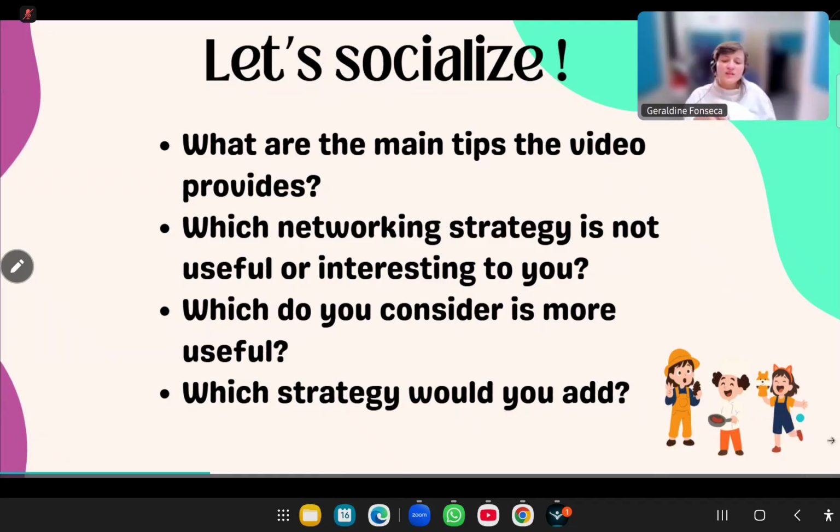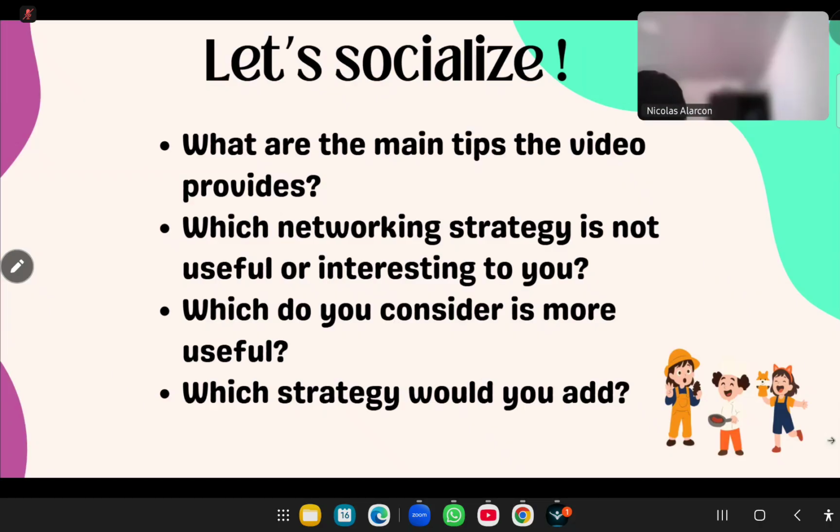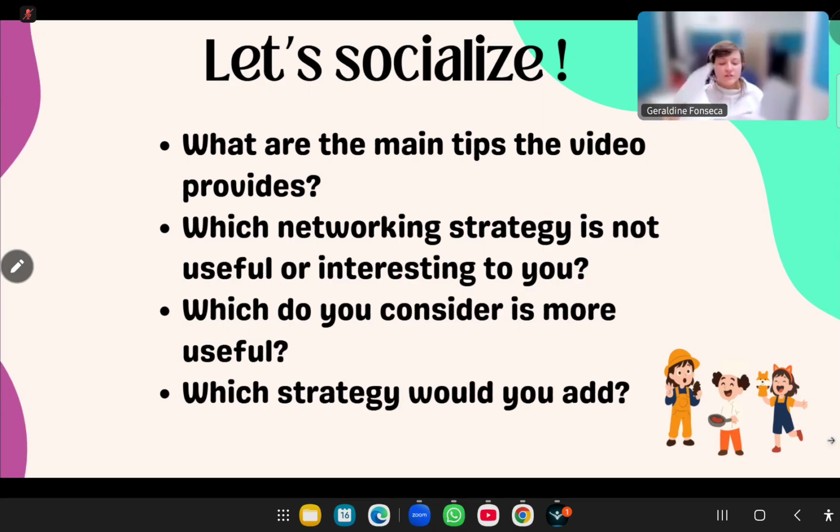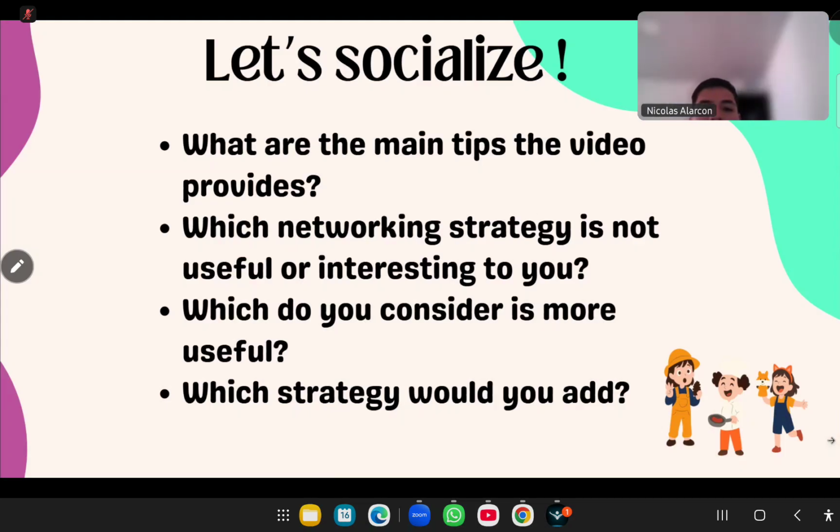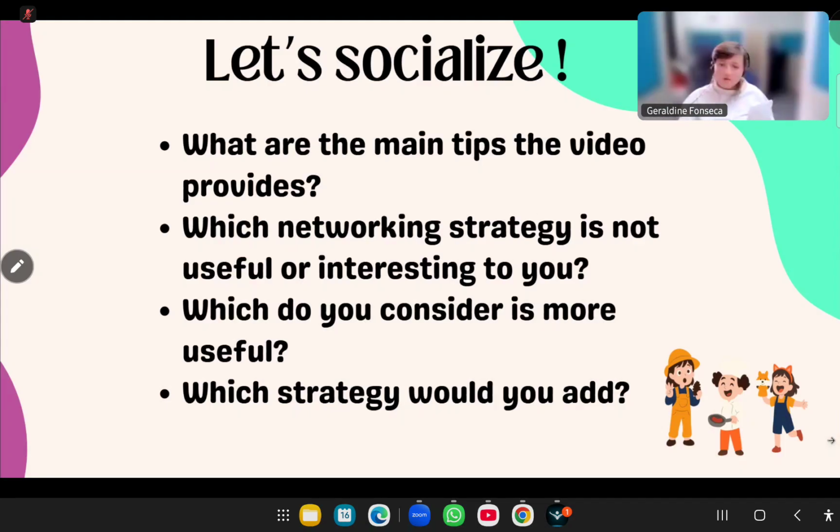Nicolas, which strategy is not very useful for you? Teacher, can you repeat the question? The second question: which is not a useful strategy for you? That you say, this one's not so important to me. I think that which is notes. Yes, not useful.